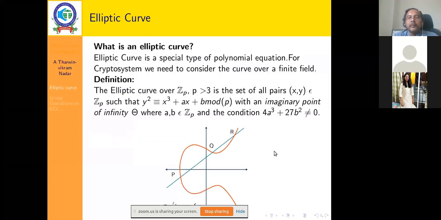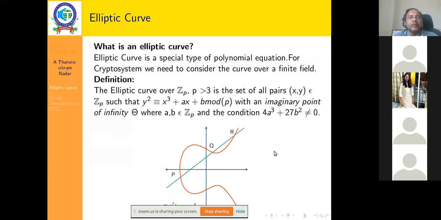So what do we mean by an elliptic curve? It's like a regular polynomial equation only, but the definition is totally different from that of a regular polynomial equation. The proper definition for an elliptic curve is given by this. The elliptic curve is defined over Z_p, because in crypto systems we mainly deal with finite fields. So we define it over Z_p and we choose p such that it is greater than 3.